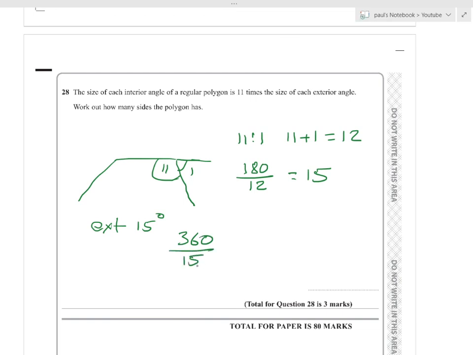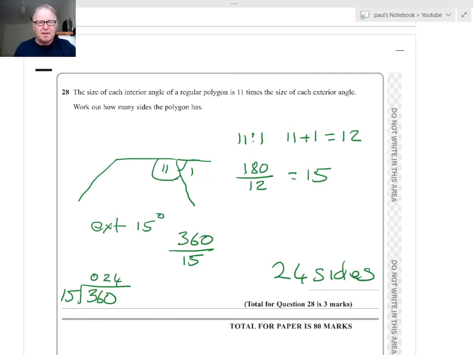Ooh, didn't like that. Okay, so let's do 360 divided by 15. This is horrible. 15s into 3 go nothing. 15s into 36 go 2, with 6 over. And 15 into 60 is 4. So I'm going to go at 24 sides. Yeah? 24 sides. Alright. Okay. So, there you go.